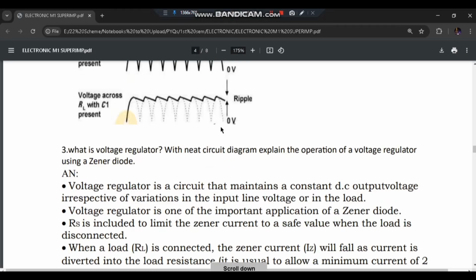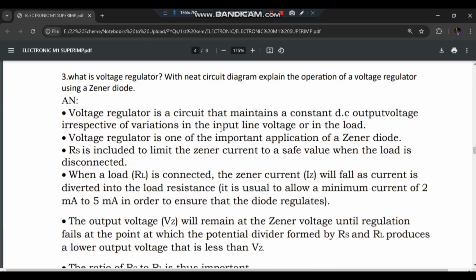Okay, moving on, we have the voltage regulator. What is a voltage regulator, and with a neat circuit diagram explain the operation of a zener diode voltage regulator. So basically, what is a voltage regulator? Regulator means maintaining. So a voltage regulator means maintaining voltage.